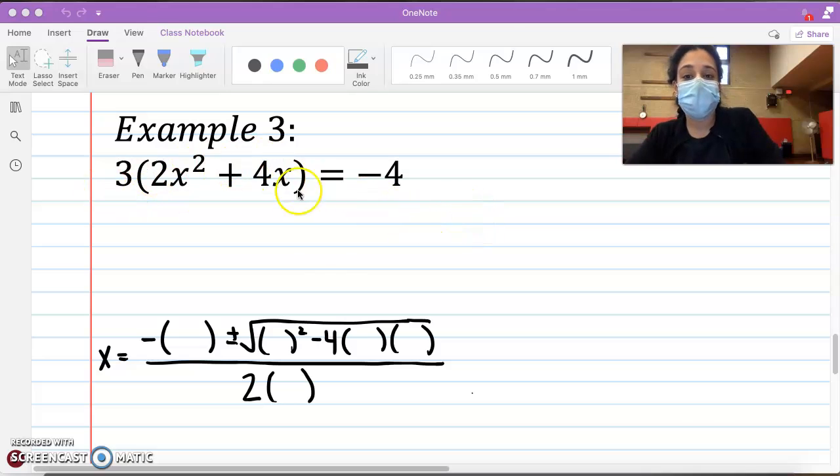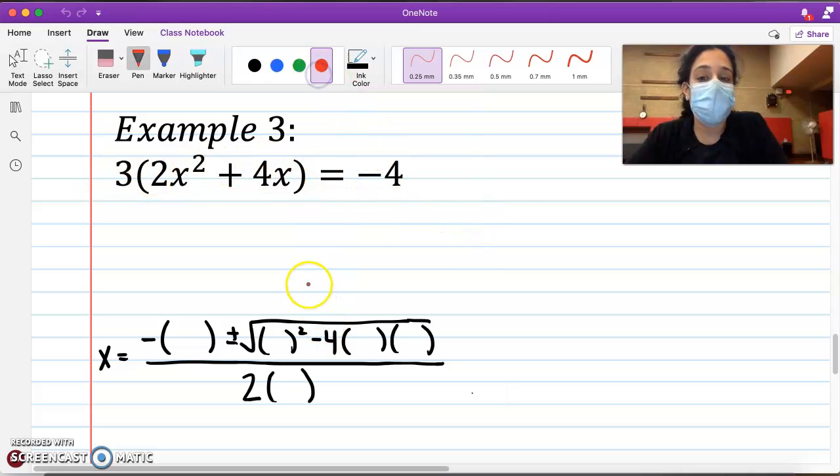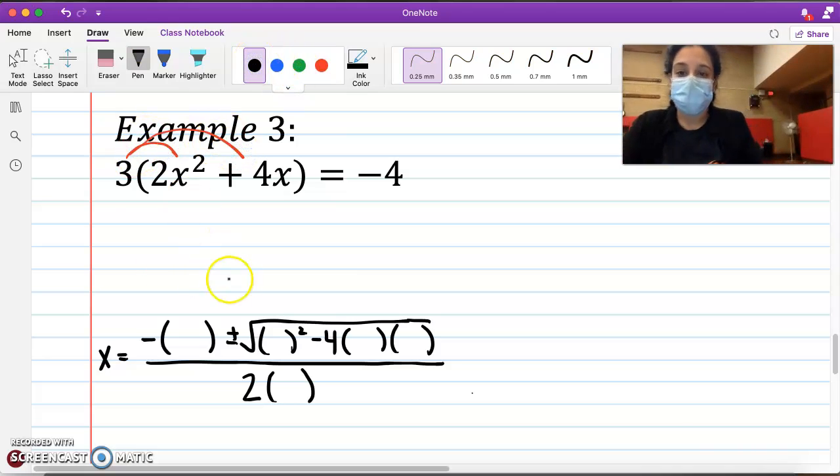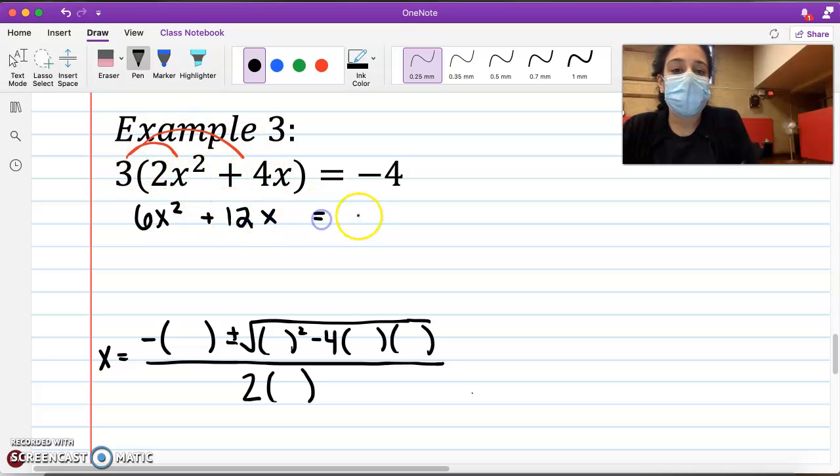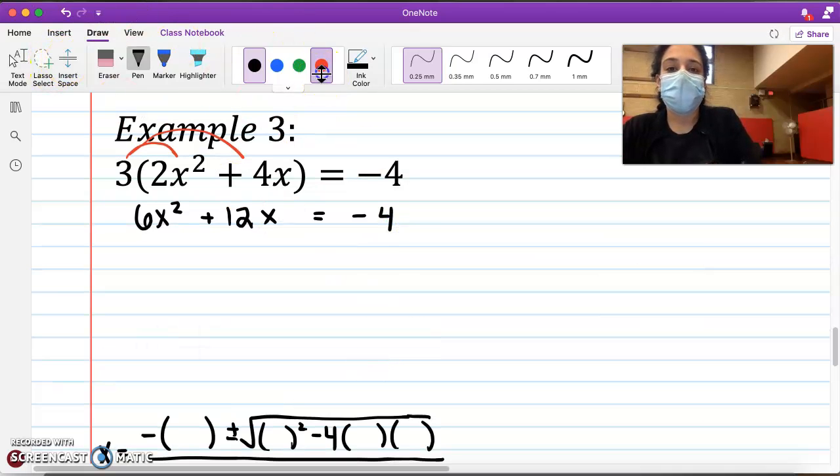Well, first of all, we know that it's not in standard form, so we need to get it in standard form. We can't do anything until we distribute this 3. So we are going to do 3 times 2x squared is 6x squared, plus 3 times 4x is 12x, equals -4. And then how do we bring that -4 over? Well, we're going to add 4.